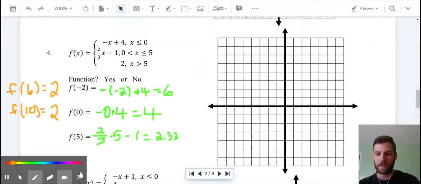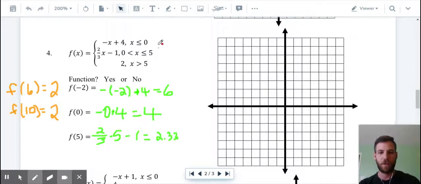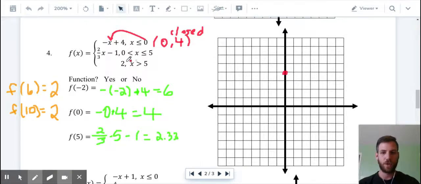Now let's get into graphing. So let's graph our first equation first. 0 is our border number. Put that into x. We already know it's equal to 4. So 0, 4 is our important point, and it is going to be closed for sure because of that less than or equal to sign. So 0, 4 is right here. And we know it's going to be less than, so we can follow our slope of -1, up 1 and left 1, up 1, left 1, up 1, left 1. And we have a little arrow on the end. It's going to keep going that direction.